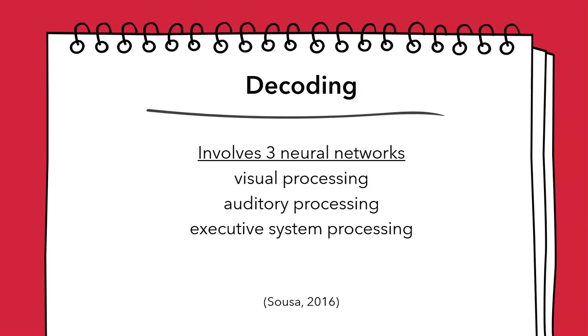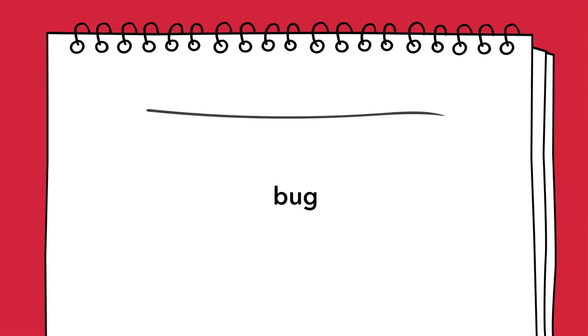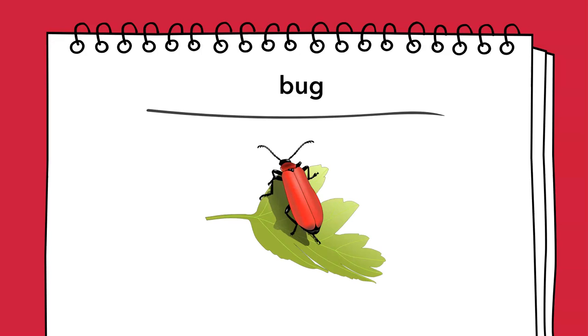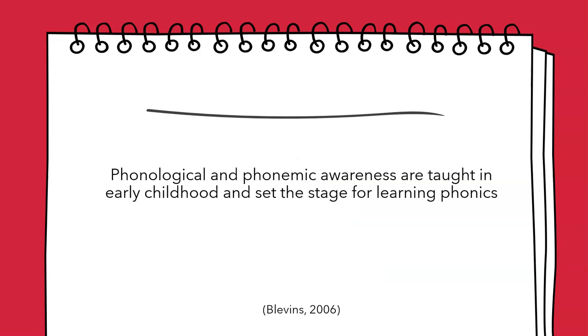This understanding helps us to begin to decode or read words. Sousa tells us that successful decoding involves three neural networks in our brain, all working together. For example, if we see the printed word bug, our visual processing system puts the symbols together. Our auditory processing system hears the sounds in our brain, and the executive system processing allows us to understand what the word means, which may be why you cringe at the word bug, if you hate bugs. So as you can see, this awareness of letter-sound relationships is an important component of learning to read.